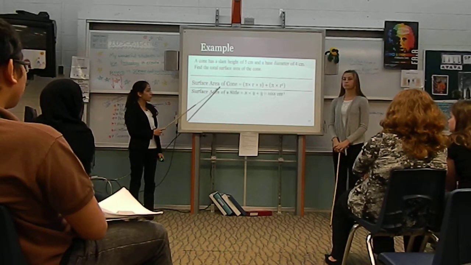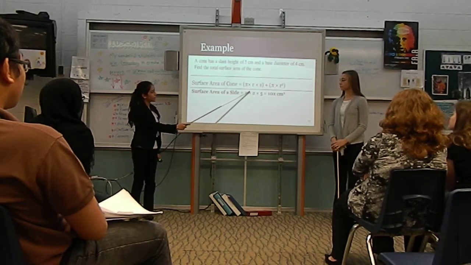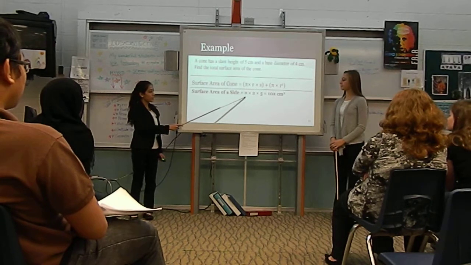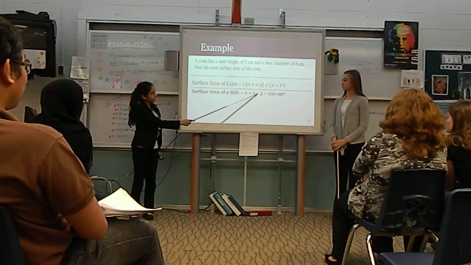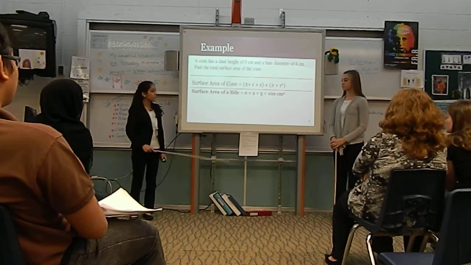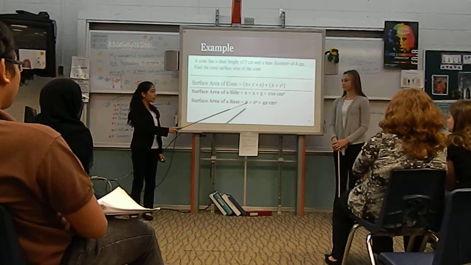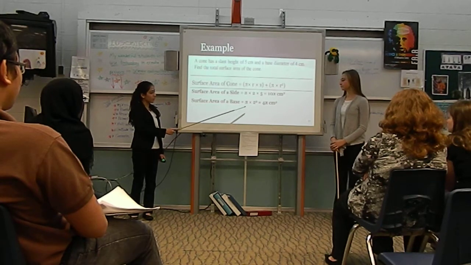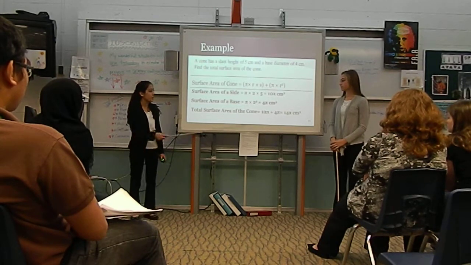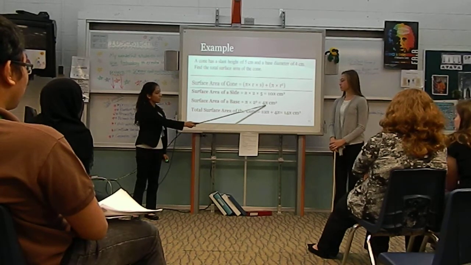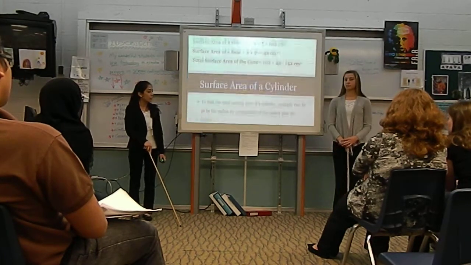Here is the formula for finding the surface area of a cone. When we substitute in 2 for the radius, because we were told the diameter is 4 centimeters, 2 is half of 4, and 5 is the side's length. 10 pi centimeters squared is the surface area of the side. Pi times 2 squared is the surface area of the base, equal to 4 pi centimeters squared, and the total surface area would be the sum of the surface area of the side and the surface area of the base, which is equal to 14 pi centimeters squared.